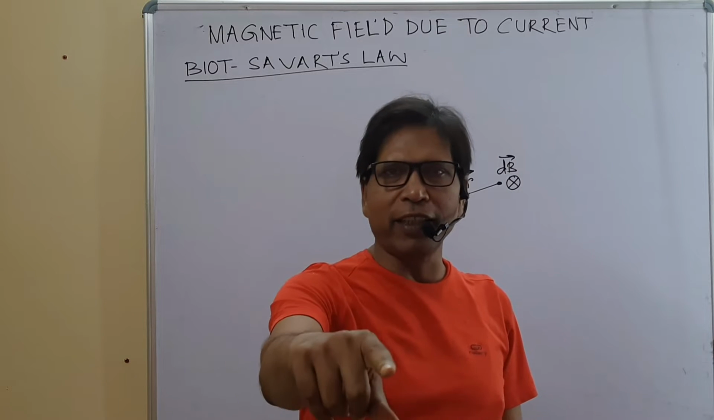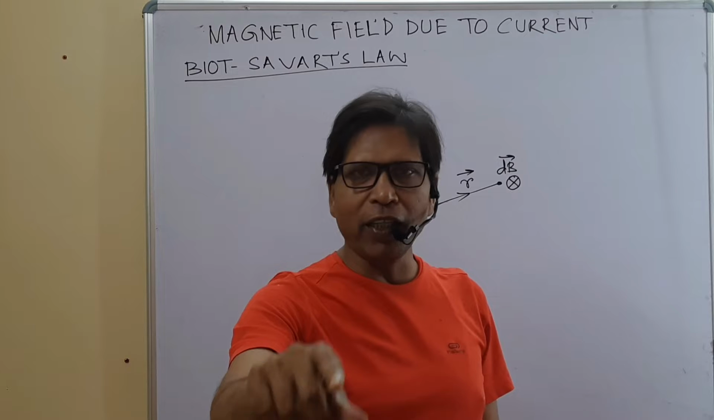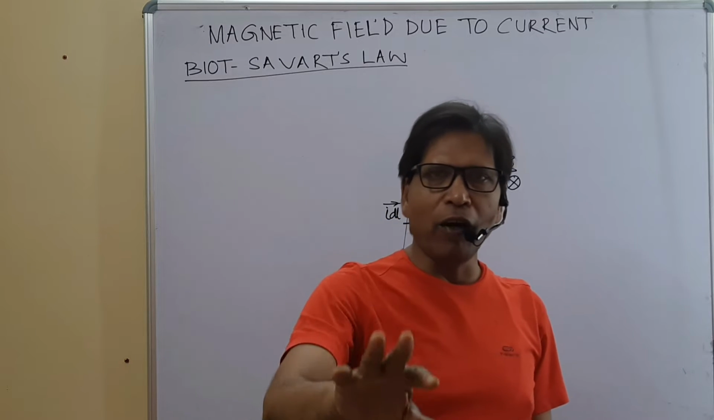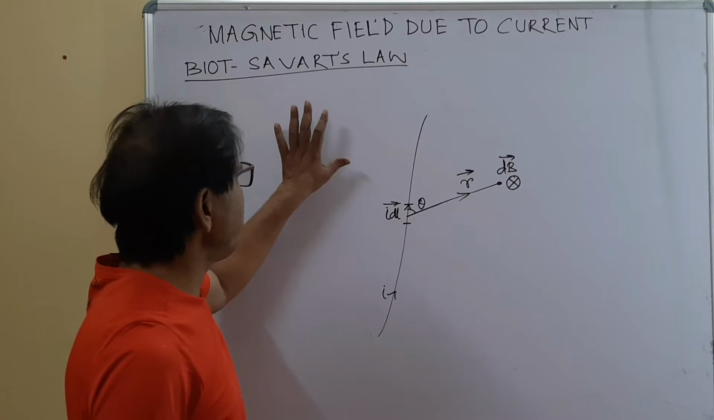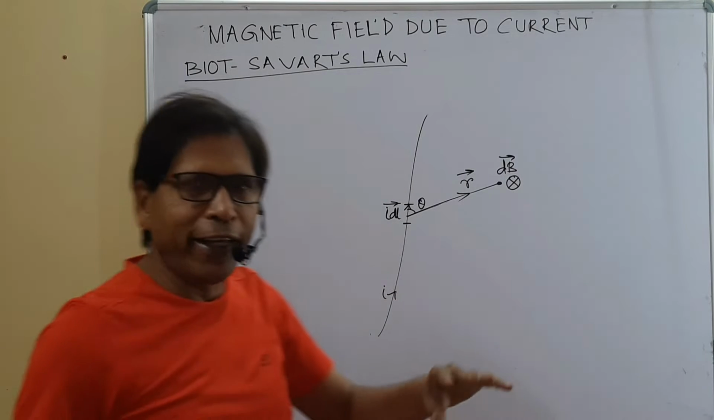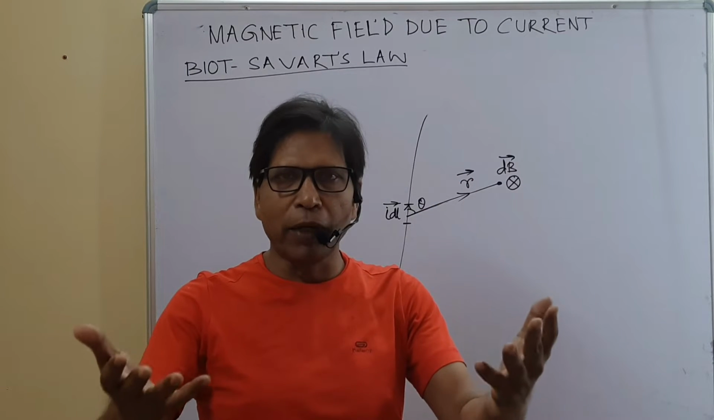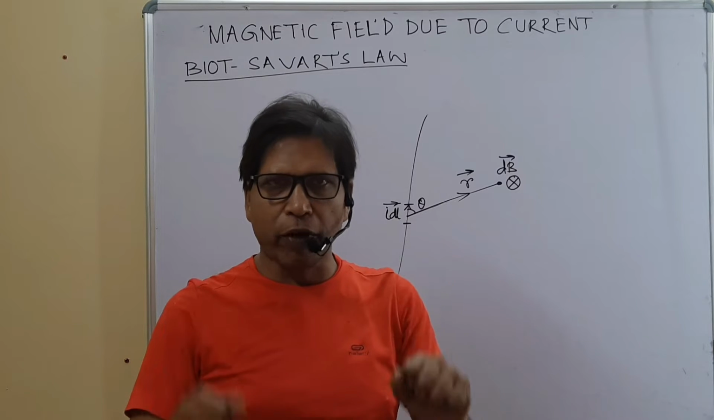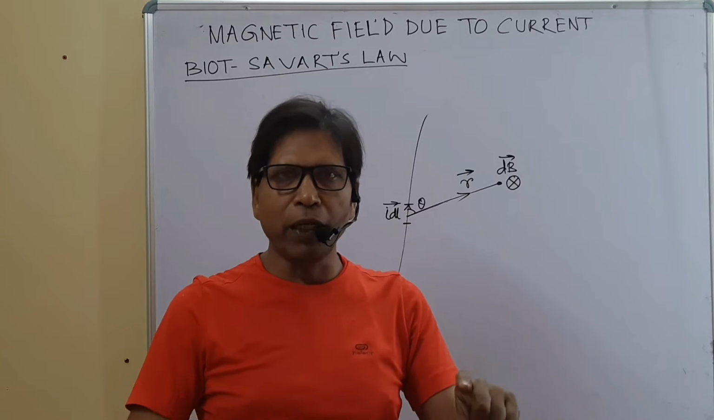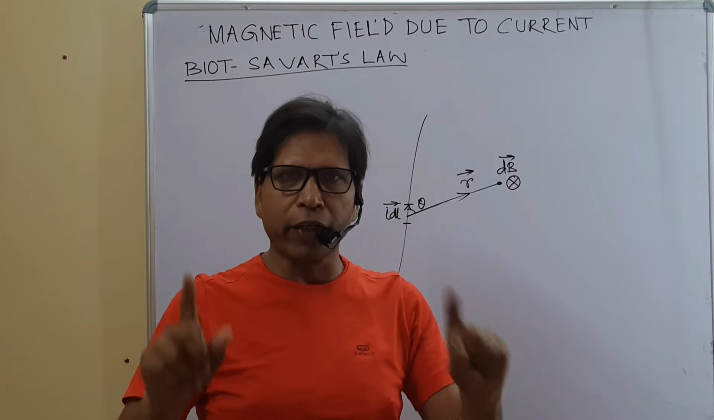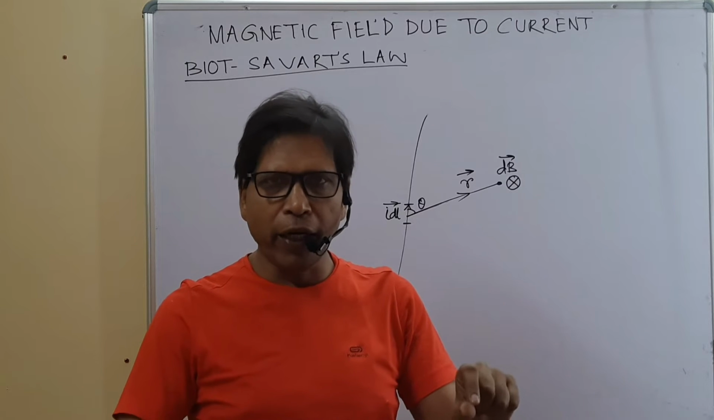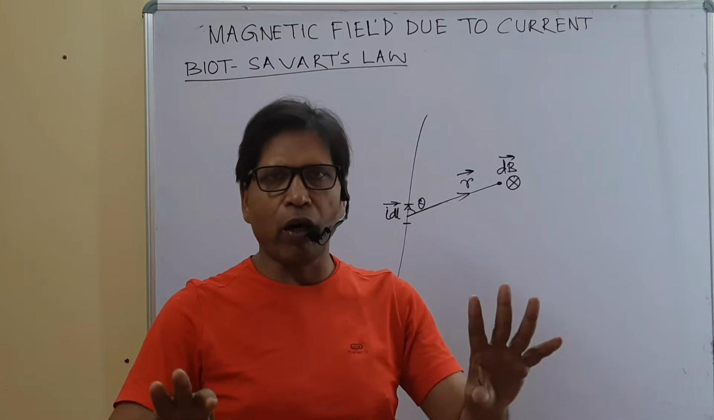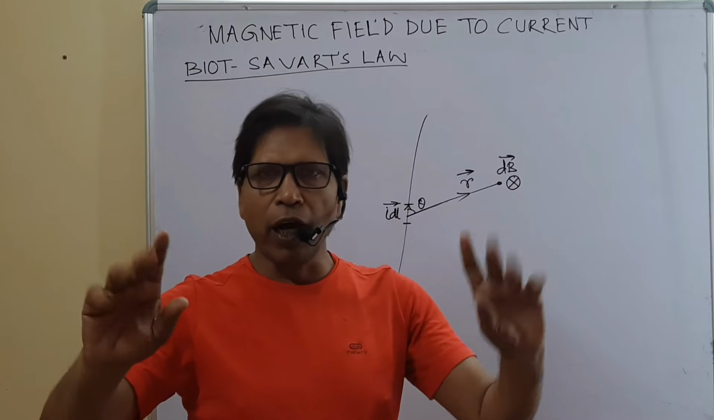Today I will be discussing the magnetic field due to current. First of all, I will be discussing the Biot-Savart law, and then by utilizing the Biot-Savart law we have to calculate the magnetic field due to a straight conductor and the magnetic field due to an infinite long straight conductor at any point and at one end of the conductor. Now let's start.